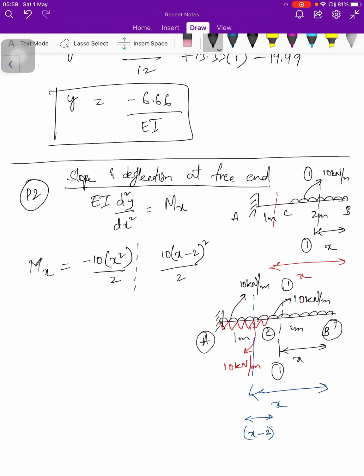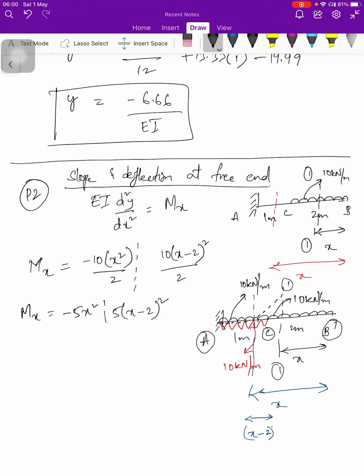Why? Because it is acting vertically upward, and this will be a type of sagging moment. Because of the downward forces in case of cantilever beam, you have hogging moment. Because of vertically upward forces, you have sagging moment. So now what is the final equation of Mx here? Minus 5x square plus 5 into x minus 2 whole square.